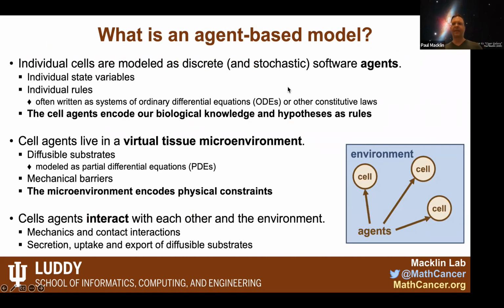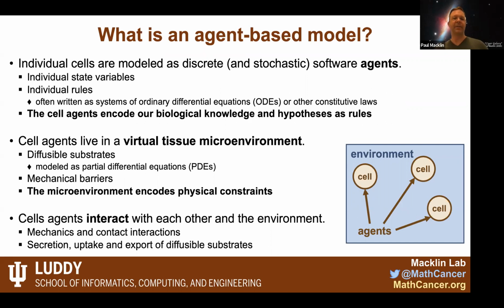So taking a step back, and you probably have already seen this, an agent-based model is a discrete and stochastic model that models individual cells as software agents. They have their individual state variables, and they have individual rules. So it's like they have their attributes and their methods. And the rules can often be written as systems of ordinary differential equations, as Boolean network models, or other constitutive laws. But if you really take a step back, biological software agents in an agent-based modeling framework give us an opportunity to directly encode our biological knowledge and hypotheses as rules for the agents.